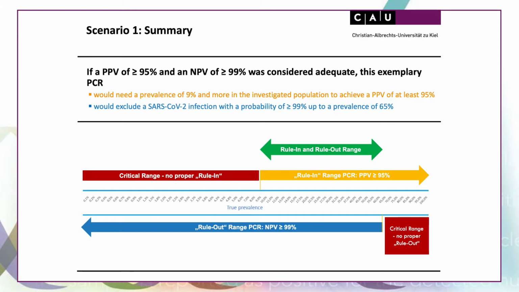In this example, given a PCR testing system which exhibits sensitivity and specificity both at 99.5%, we can currently generate positive and negative predictive values of at least 95% only when SARS coronavirus prevalences lie between 9 and 65%. The prevalence range where a PCR, given both sensitivity and specificity of 99.5%, would generate positive and negative predictive values of at least 95% at the same time, goes from 9 to 65%. Inconvenient, but a mathematical fact.